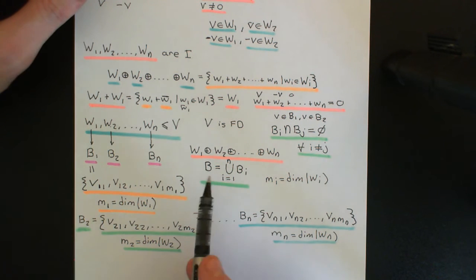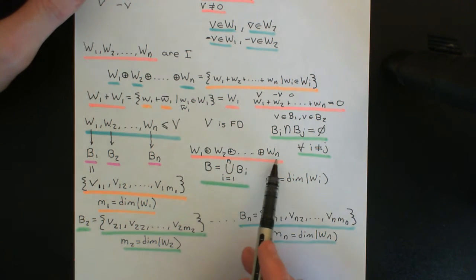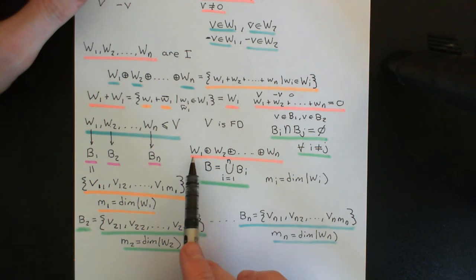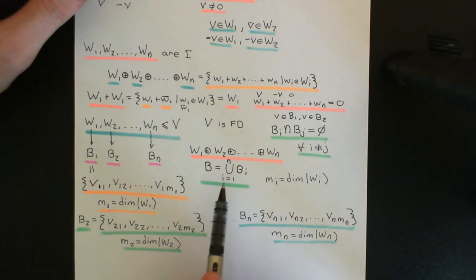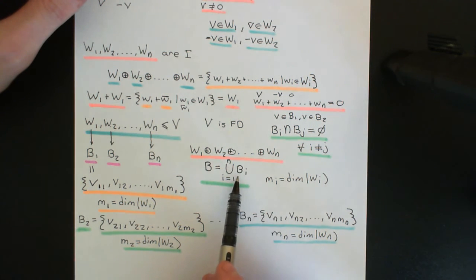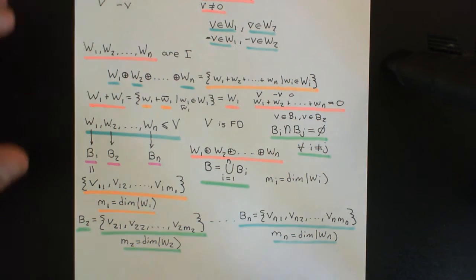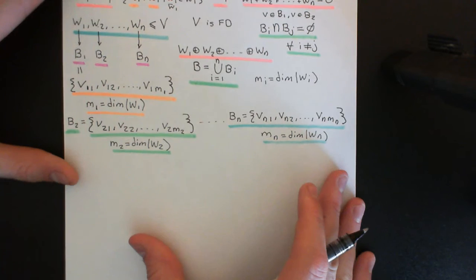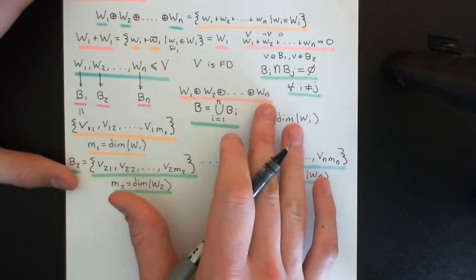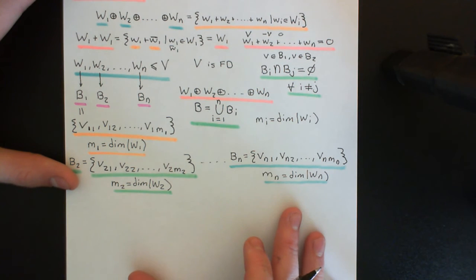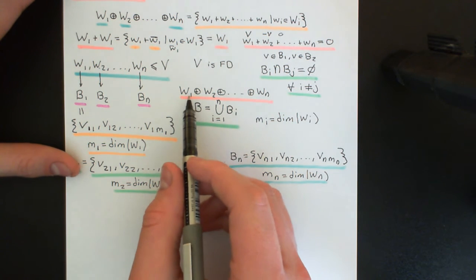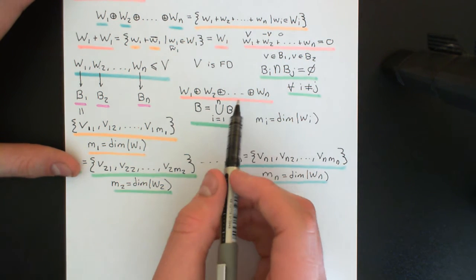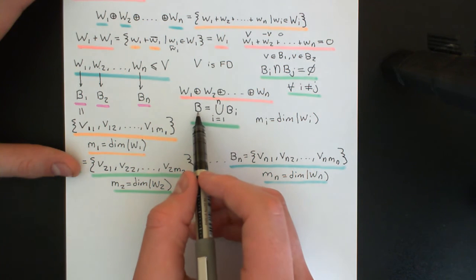Now what I want to show you is that this actually spans this entire subspace here, the direct product of W1 with W2 all the way up to Wn, and that it is linearly independent. So firstly, let's take on the fact that it spans this entire direct product here. Sorry, direct sum, not direct product. What I want to do then is take an arbitrary element in here and prove that I can write it as a linear combination of the vectors in this basis B.